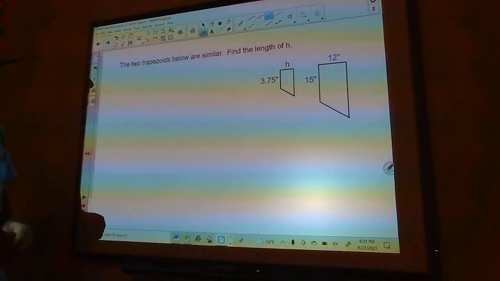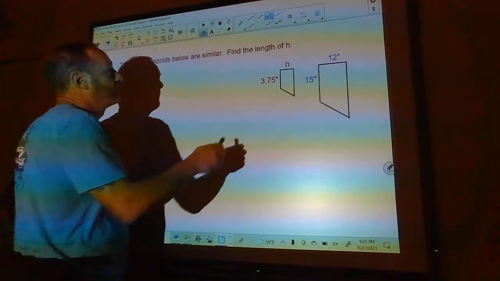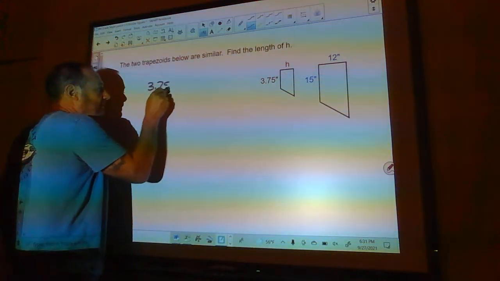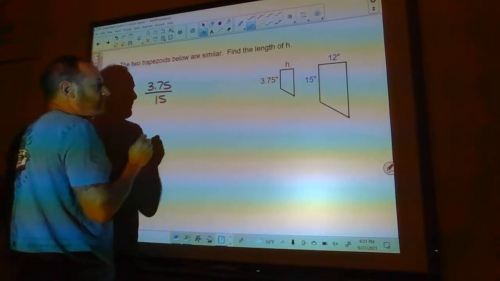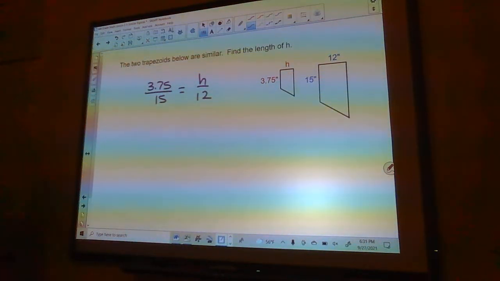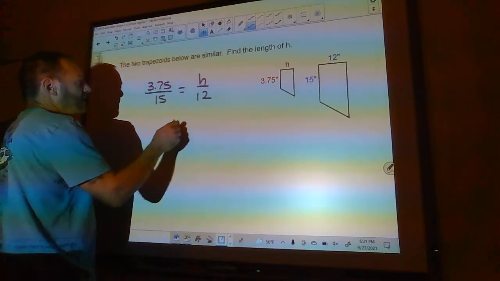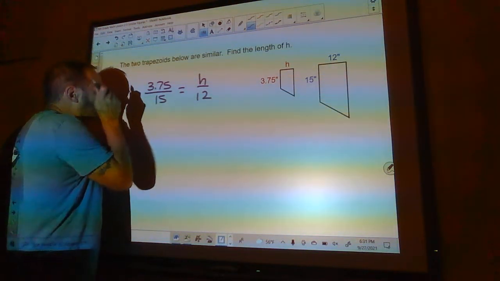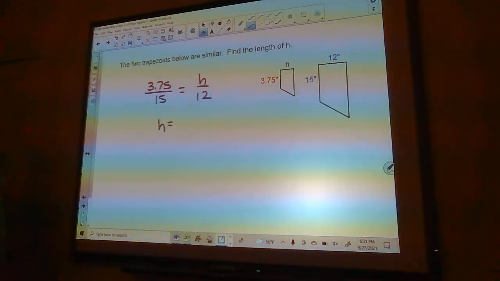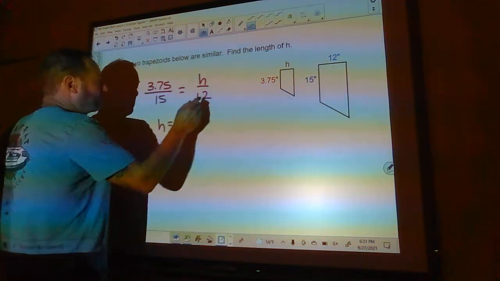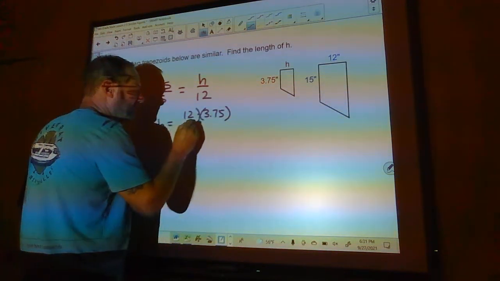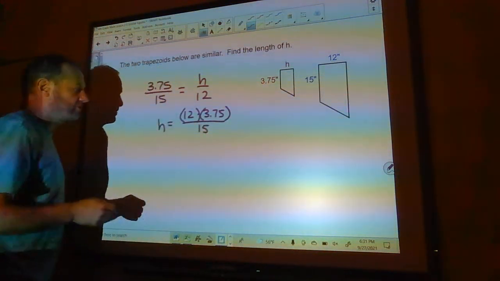Okay, the two trapezoids below are similar. Find the length of H. Okay, so we've got 3.75 is to 15 as H is to 12. Okay, so I'm going to solve this. Now, the other way you can do this, you can do it all in one step, is anytime you have a proportion, you take the two diagonal numbers and multiply them together and divide by the other one. So this would be 12 times 3.75. Probably better if we wrote it like this. Divided by 15 is going to be h.